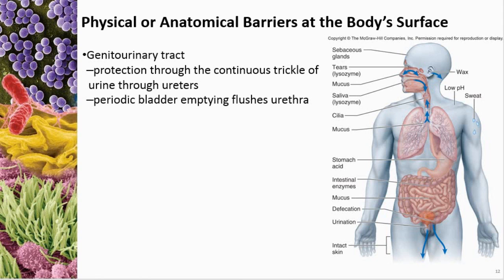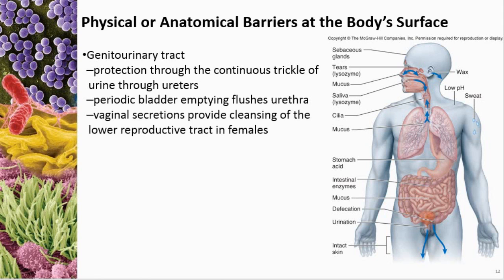And don't forget, we talked in a previous chapter about normal flora. Those are also in some of these areas, especially the genitourinary tract, and they also produce competitive secretions like acids. So we also, not we, but women have vaginal secretions that also help to flush out these pathogens in their reproductive tract. And I always call it the genitourinary tract.